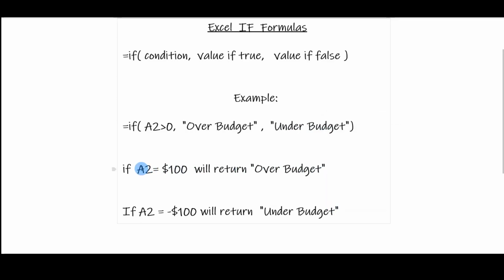So let's take a practical example. If the value inside of A2 is equal to 100, is A2 greater than 0? 100 is greater than 0, so that will return the words over budget. If the value is negative 100, and we apply the IF statement, is A2 greater than 0? It's not, it's a negative number. So in this example, we're going to return under budget.